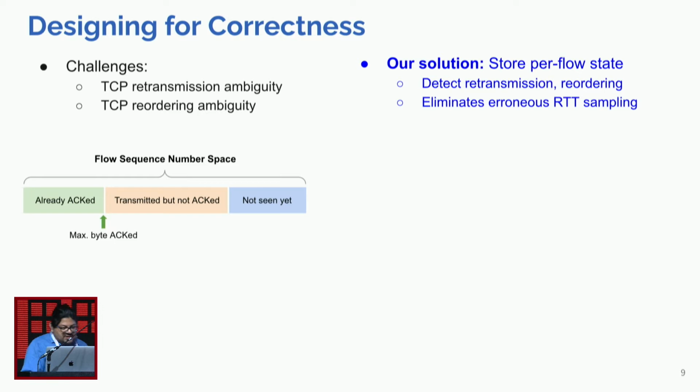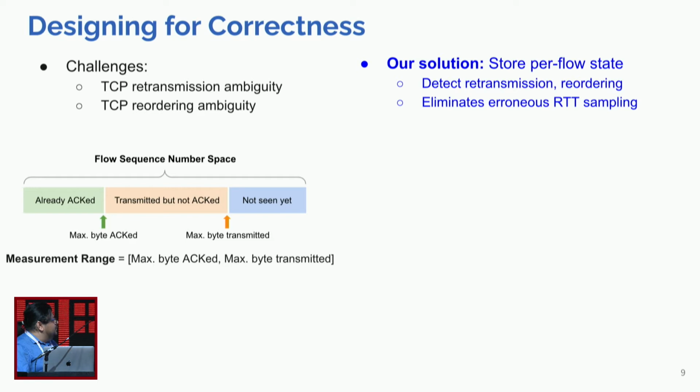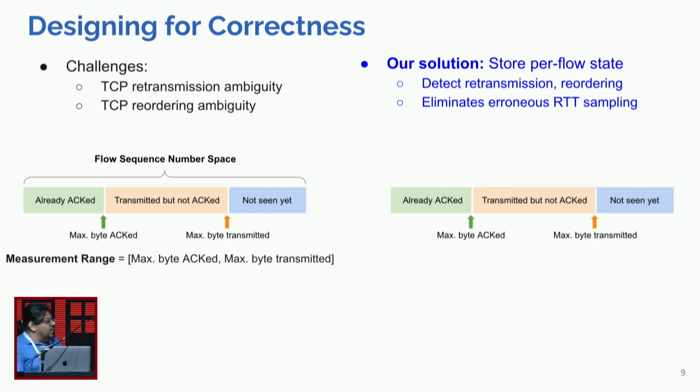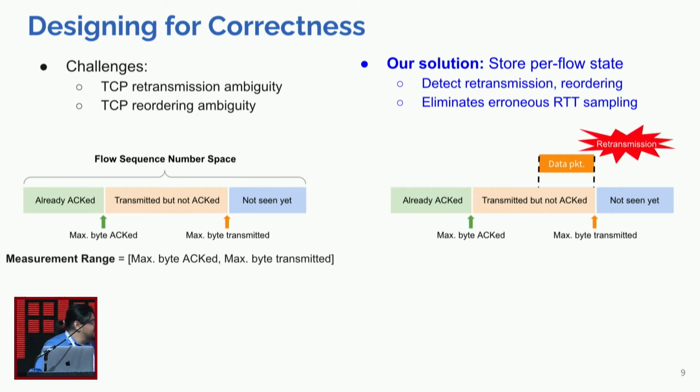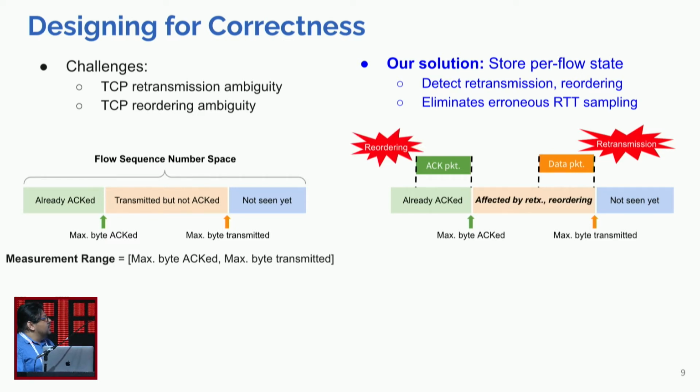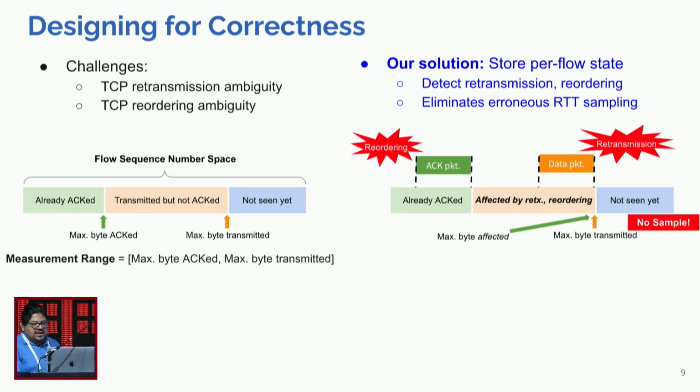And we keep two pointers. The first one is the maximum byte acknowledged, and the second one is the maximum byte transmitted. We define this as our measurement range, just these two numbers. And then when there are ambiguities, we detect them like this. If there is a data packet with bytes that you have already seen, we know that this is a retransmission. And when there is an ACK packet for something that has already been acknowledged, we count this as a reordering. And we say that the middle portion has now been affected by retransmission or reordering, and we collapse the measurement range. We point the left pointer to the right pointer and close the interval.